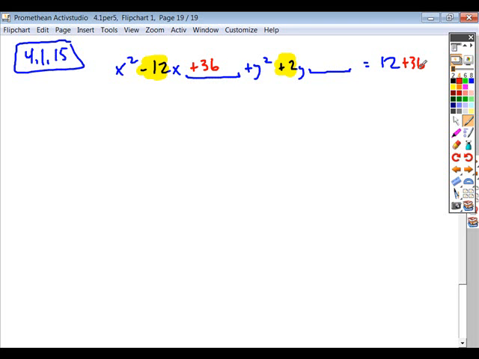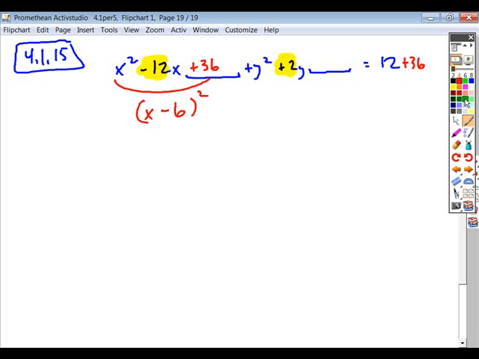The whole reason I do that is this now allows me to rewrite these three terms as a binomial square. And the binomial will always be x as my first term, and my second term is always going to be half. It's the number that I squared to get 36. So half of negative 12, which was negative 6.